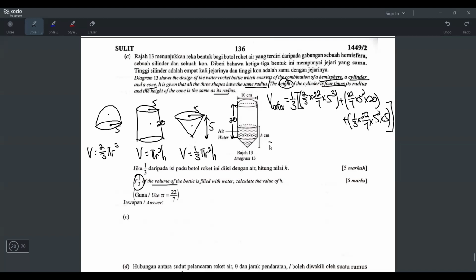So you end up with 1/3, and now I'll press all this on the calculator. But I don't want to press straight away, I want to press one by one. So I will press this first. If I press this, I will get 250 over 3 pi. Let me try. Wait, 2/3 times 22/7 times 5 to the power 3.